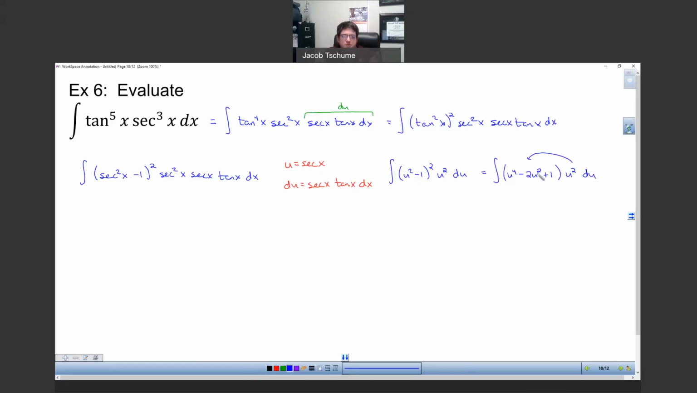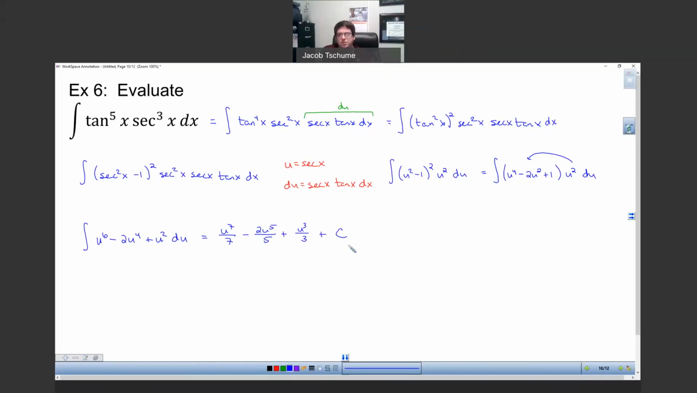We can then distribute that u squared to all three terms, which will make this the integral from u to the sixth minus 2u to the fourth plus u squared du. And finally, you can add 1 to the power and divide by the power. So this is u to the seventh over 7 minus 2u to the fifth over 5 plus u cubed over 3 plus a constant c.